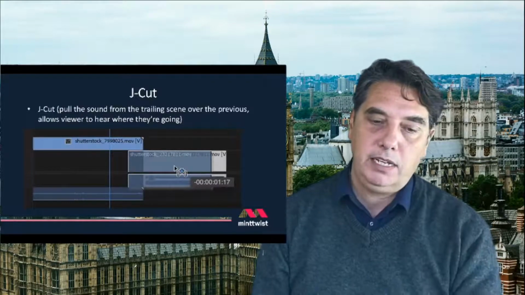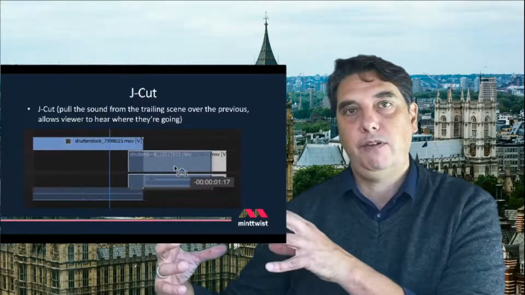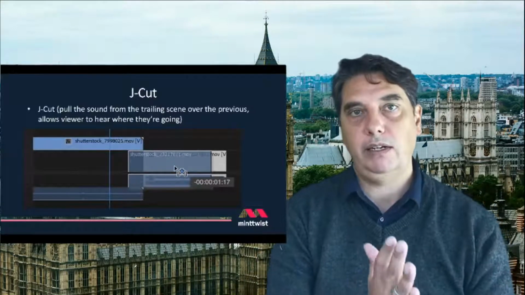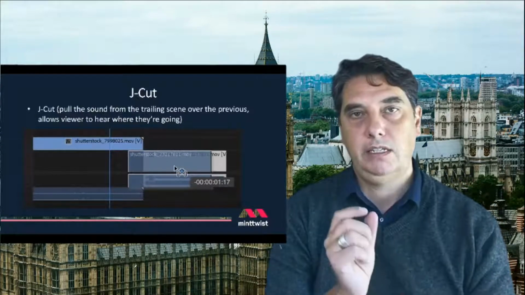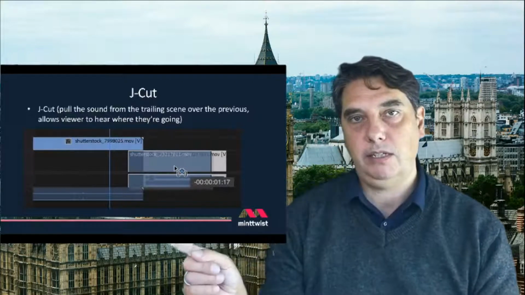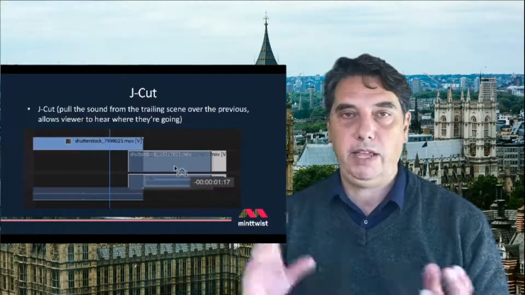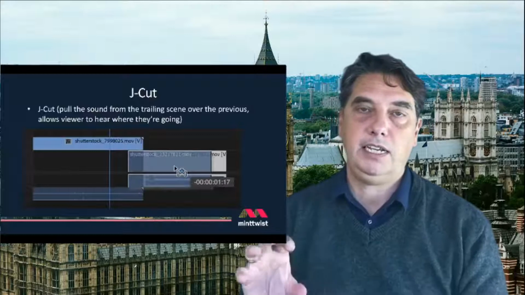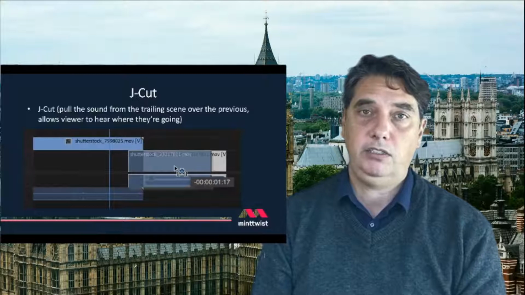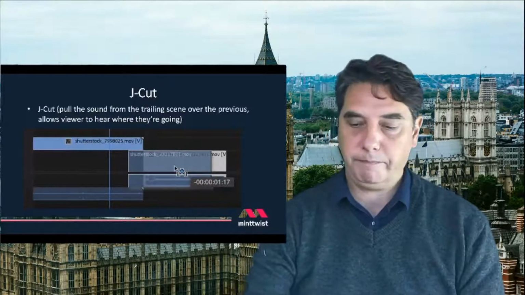So then we talk about the J cut. The J cut is when the sound from the scene that's following the one you're watching is being played during the one you're watching. So this gives the viewer a sense of where they're going to with the video. So now I've explained this to you, you'll probably notice this when you watch TV or other sorts of videos. The J cut is used by video editors and video creators to give the viewer an idea of where they're going.